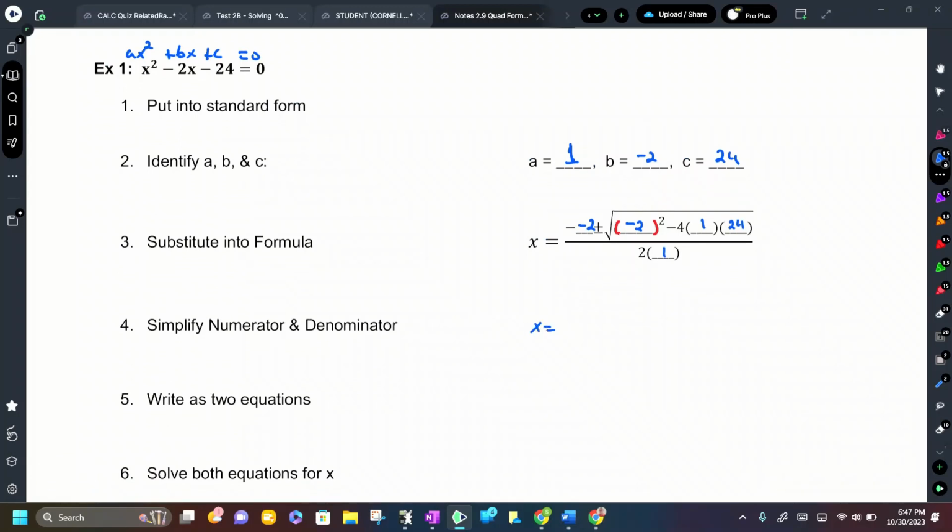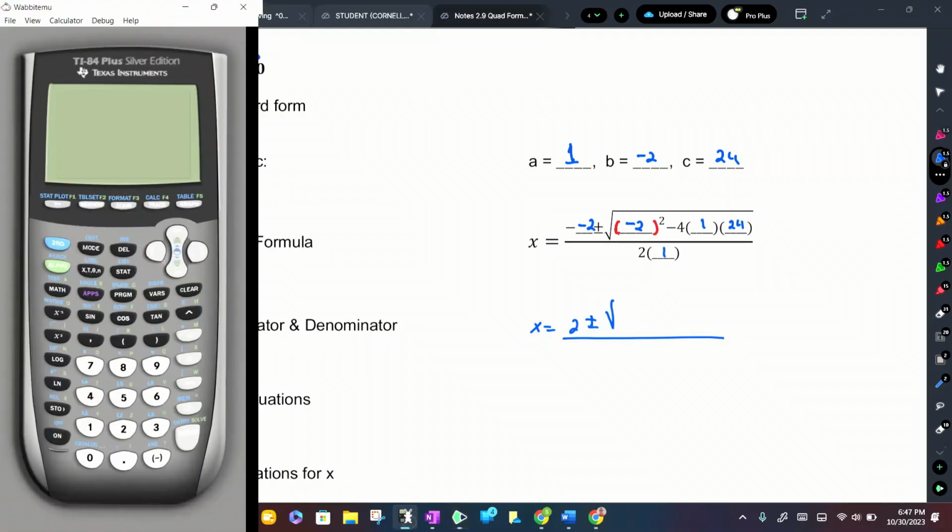We're going to simplify. We're going to get x is equal to, we have a negative 2. That becomes positive 2. That's plus or minus. Underneath my radical, we have negative 2 squared. And here's what I'm talking about when we simplify this. When we put this in our calculator, if we just do negative 2 squared, this is going to be wrong, don't do this. It tells us it's negative 4.